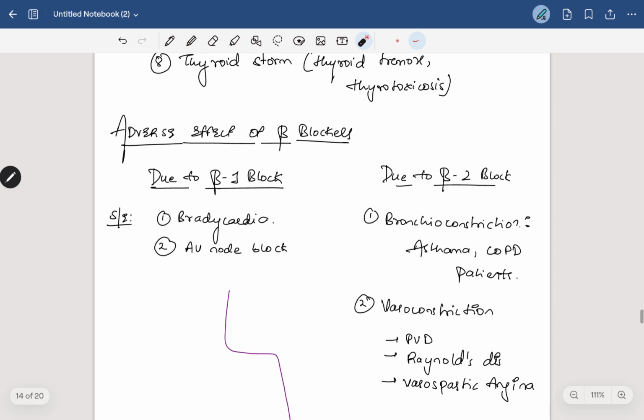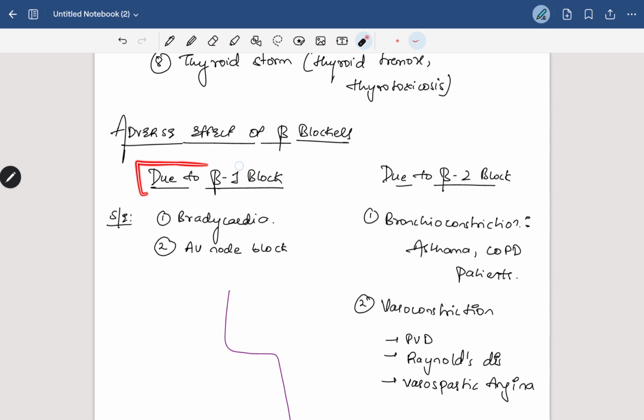Now, the adverse effects of beta blockers. So, due to block of beta 1 receptors, due to beta 1 block, the side effect that can be seen is we can see bradycardia, we can see AV node block. Obviously, see, look, there's nothing to mug up in pharmacology. You need to know the basics, and you can think and you can write your own answer.